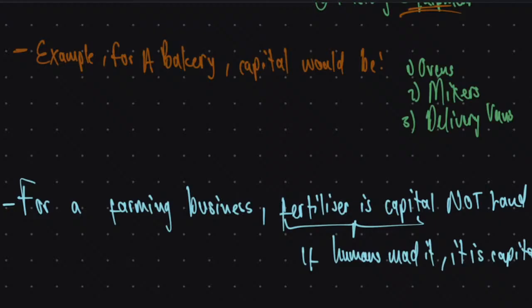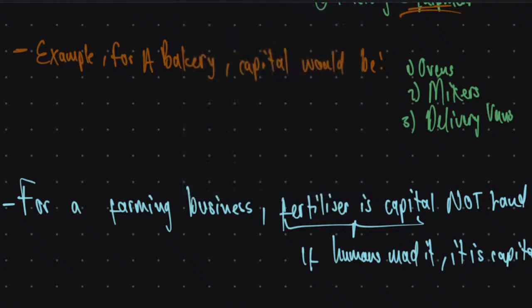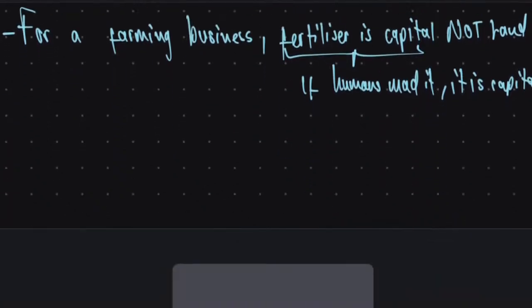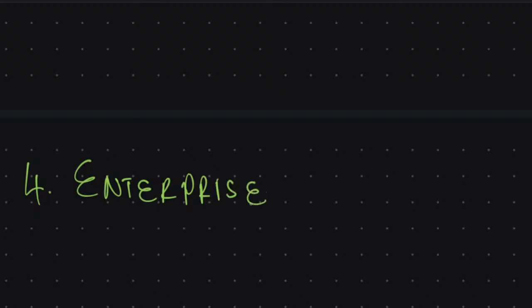Last one. Last factor of production. So write the fourth one: enterprise.